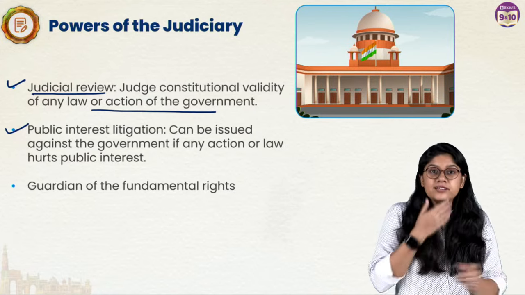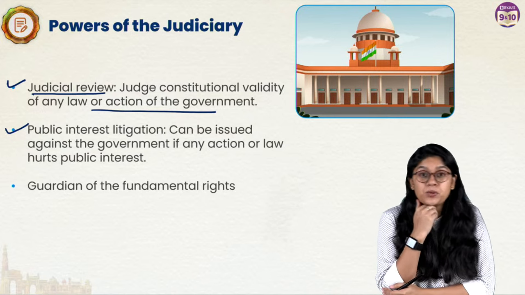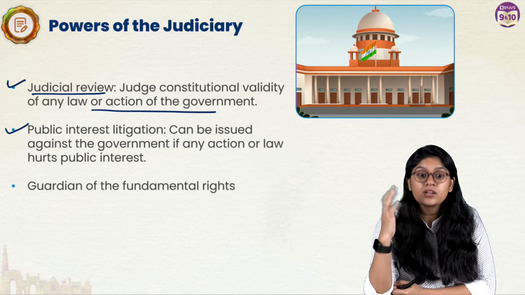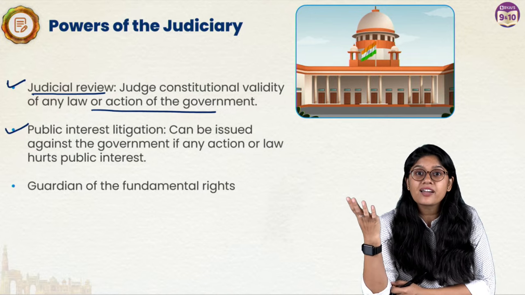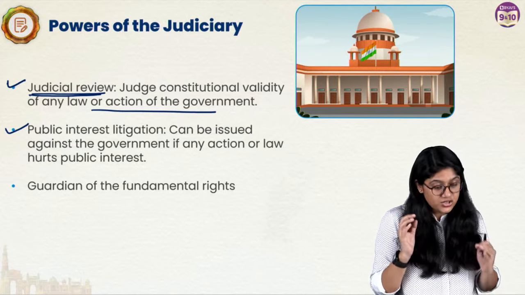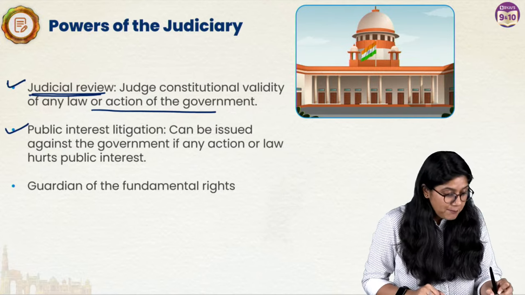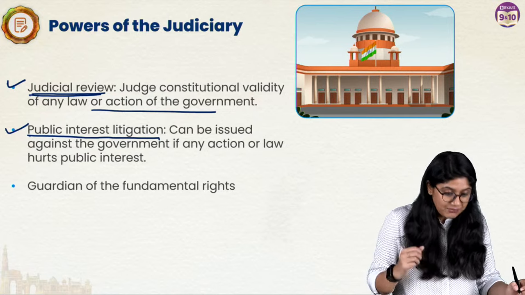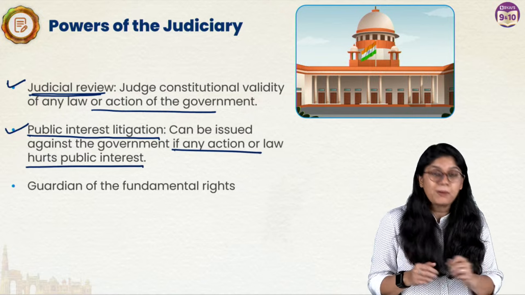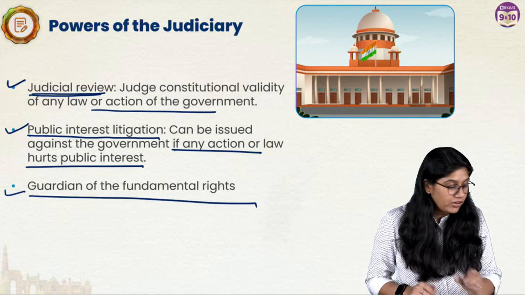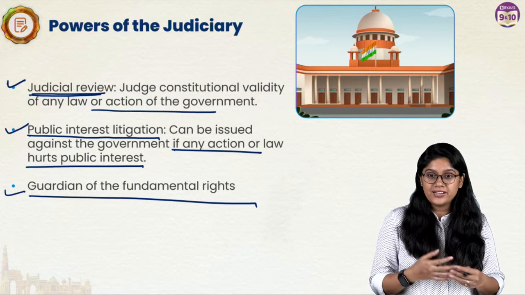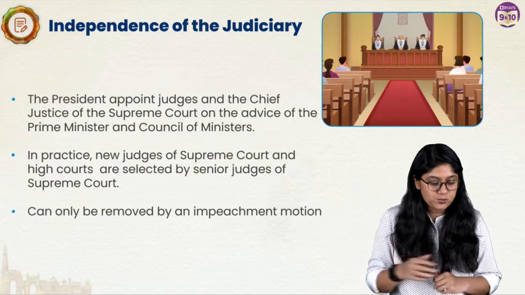It's not that it cannot take action against the government. It can. The Supreme Court can definitely take action against the government. It can take action against people in the country, even if they're in a very high position. So judicial review is happening, and judges are there keeping a check. Then, public interest litigation can be issued against the government also, in any action or law heard for the public interest. And it's a guardian of the fundamental rights. Every right can be protected with the help of the Supreme Court.